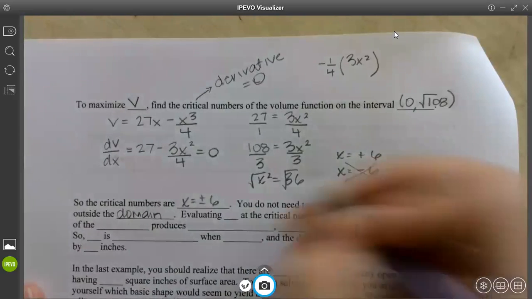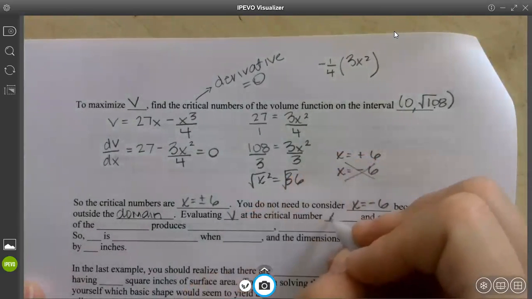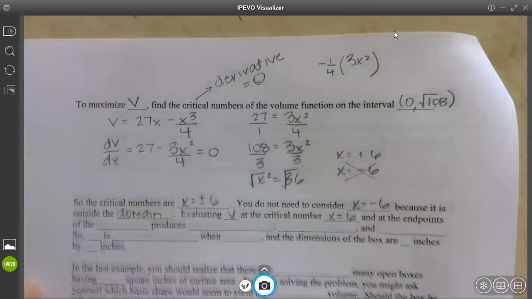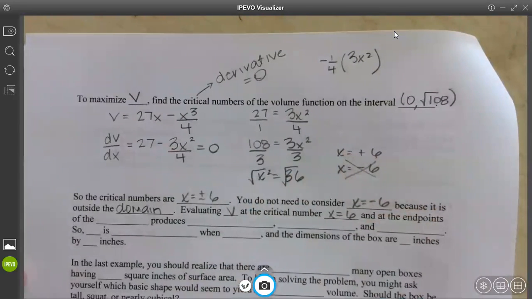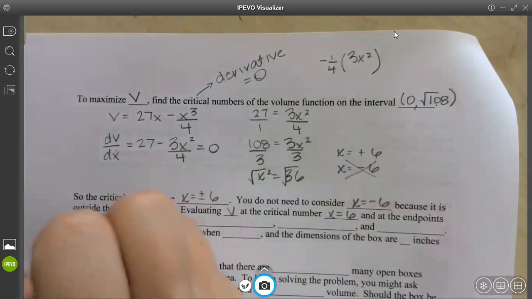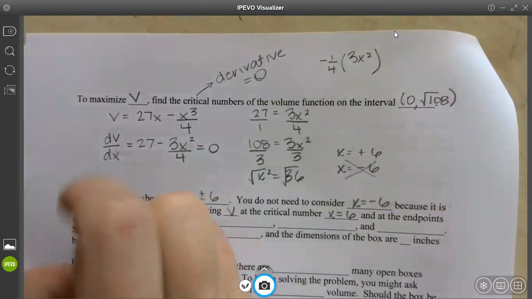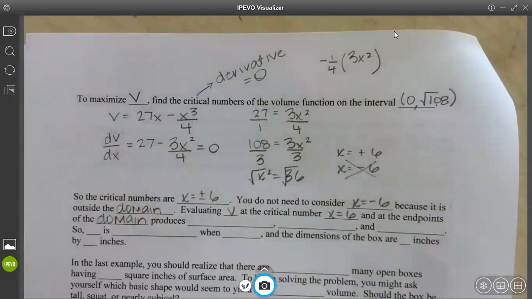Evaluating V at the critical number x equals 6 and at the endpoints of the domain. All right, so what was V? What was V? So 1/3 over 4. Let me make sure I got my calculator set up right.